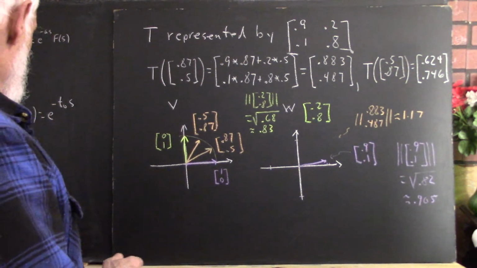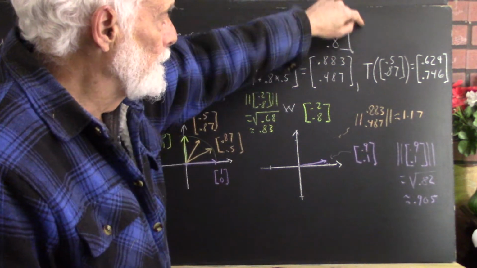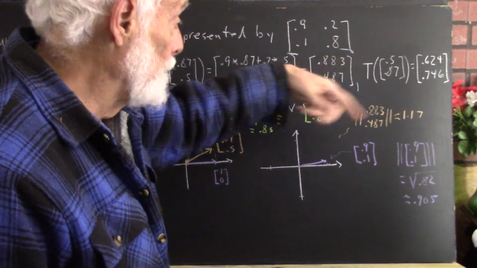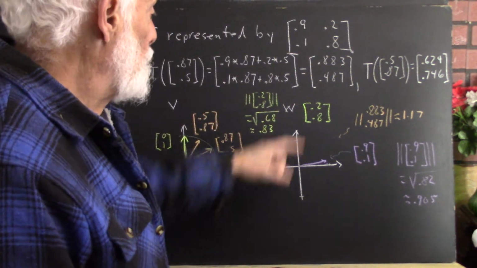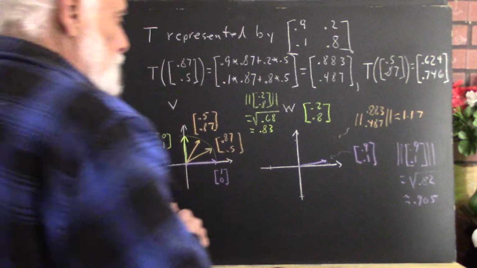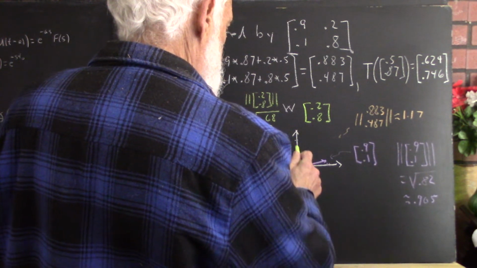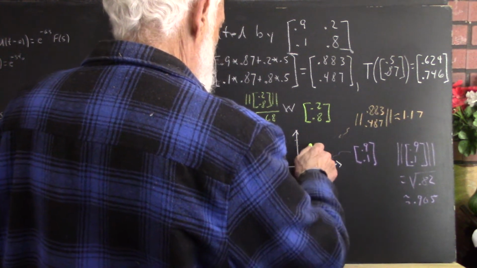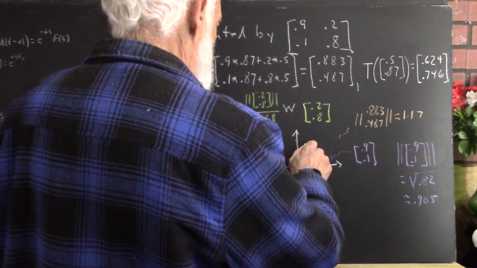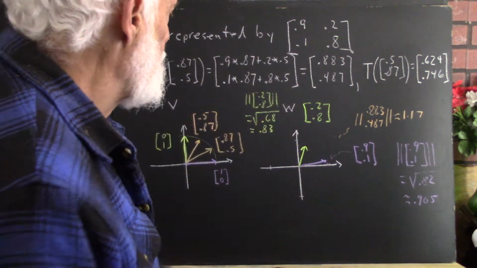Well, the vector (0, 1), if I multiply the matrix by (0, 1), I'm going to get 0.2 times the 1 and 0.8 times the 1, which gives me the vector (0.2, 0.8). So that vector lies about this far out on the x-axis and about this far up on the y-axis. So here's the vector (0.2, 0.8).